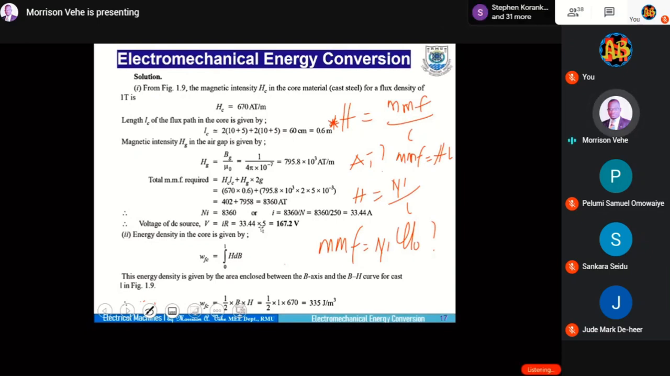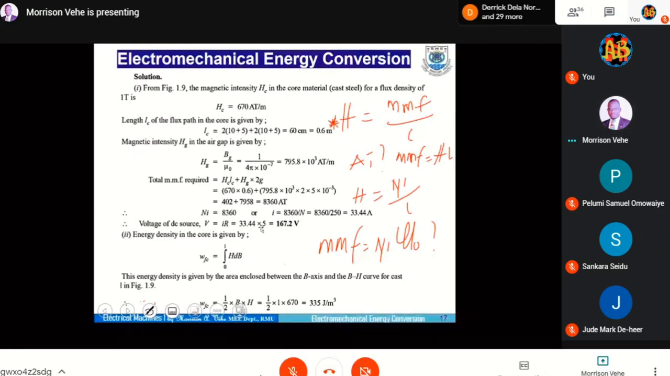All right. So with that, we are just going to get 335 joules per meter cube. Then we can also look at the volume of the cast steel core. If we determine the volume, the field energy stored in the core is also given by this, and we basically get 1 joule. The energy density in the air gap is also given by this, and we can determine it to be this.